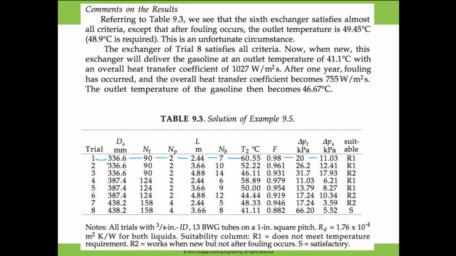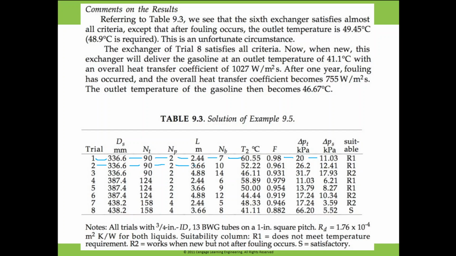One option is that we can increase the number of passes, but the number of passes will give you higher pressure drop, and it has been checked before. The other thing is that you can increase the length. So in the second option, they are keeping the shell diameter the same, and the number of tubes and number of passes are the same. They are increasing the length of the heat exchanger.